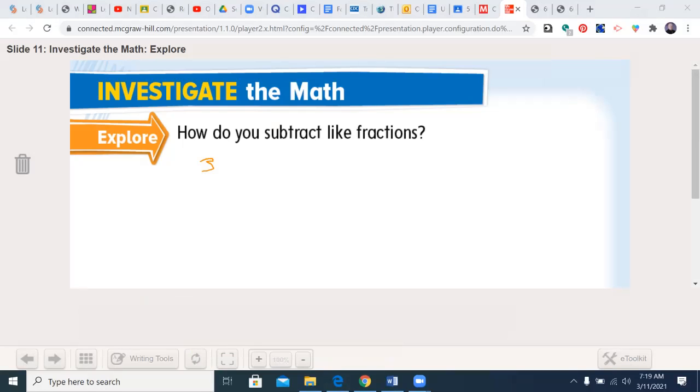So let's have 3 fifths minus 1 fifth. And now instead of adding, I subtract. So 3 minus 1 is 2. And I do not subtract the denominators. I just write it over here. 2 fifths. That's already simplified. I'm good to go. 2 fifths is my answer.